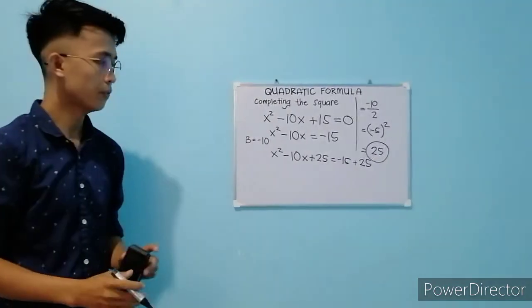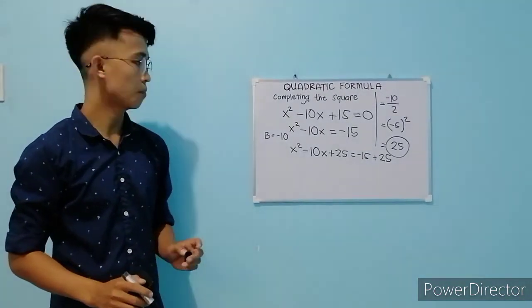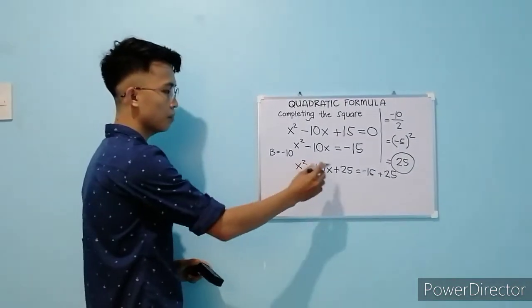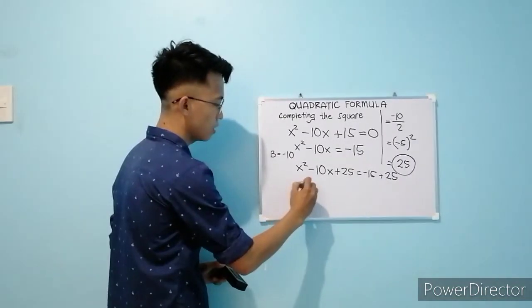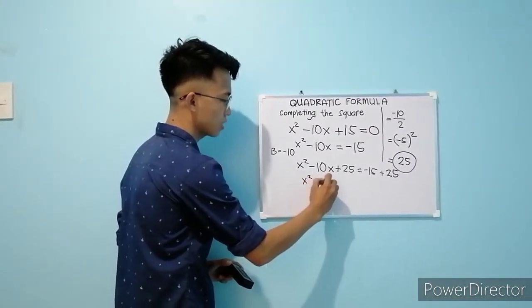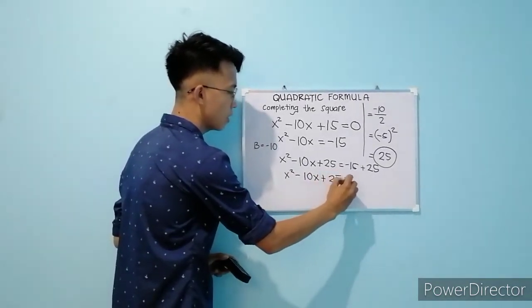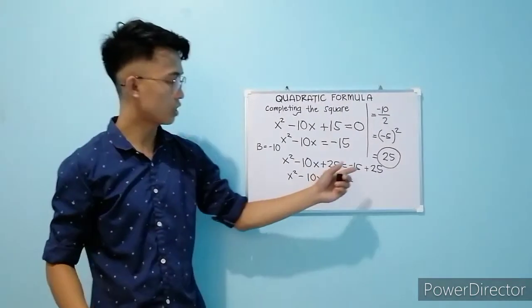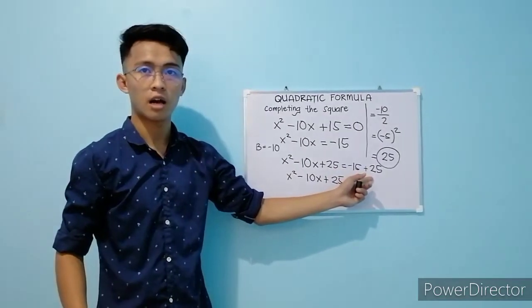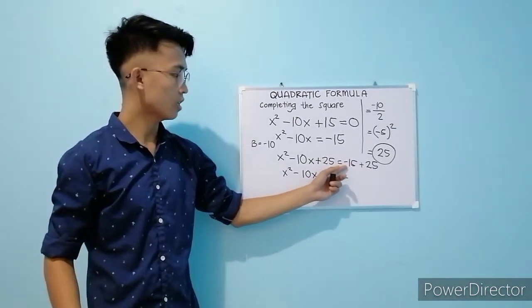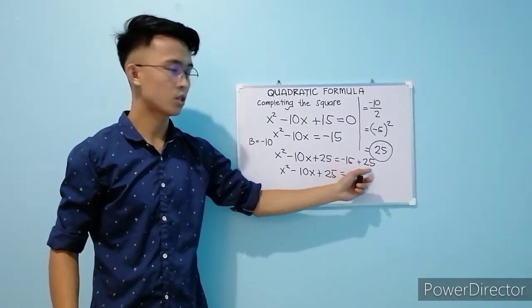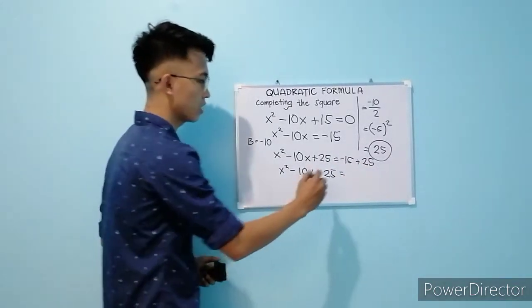Now, after that, we need to simplify. So simplifying, we have x squared minus 10x plus 25. Then we will now subtract since they are unlike signs. So negative 15 plus 25 is positive 10.